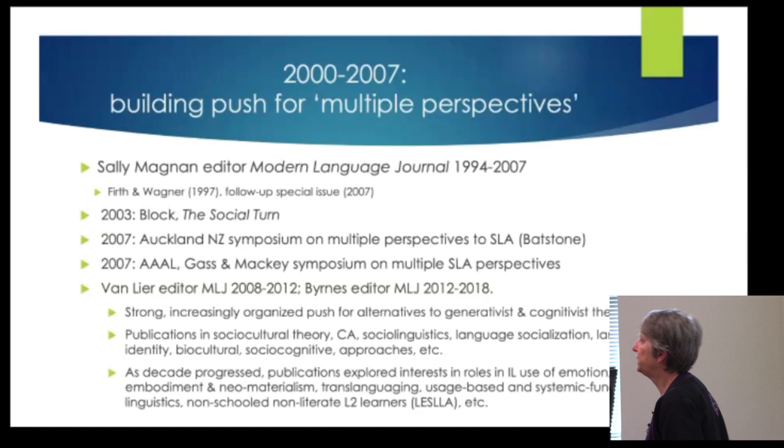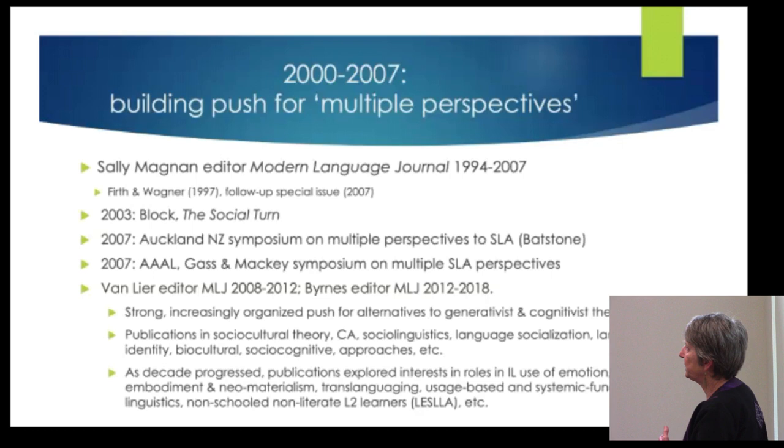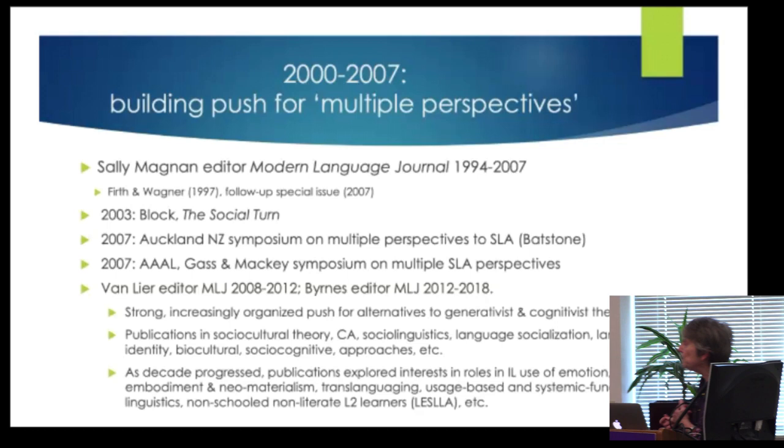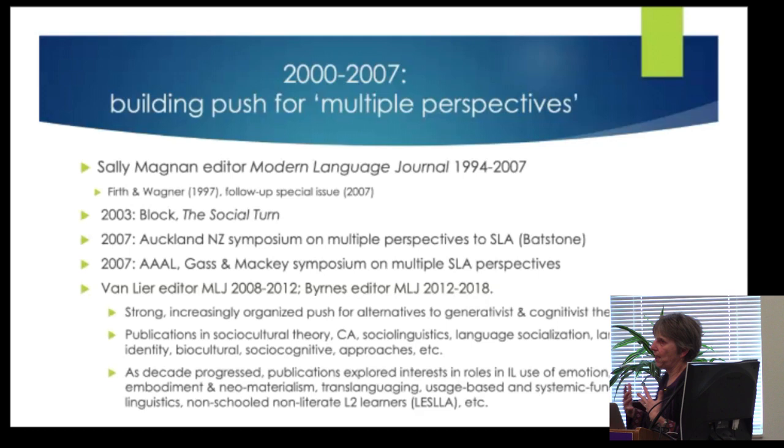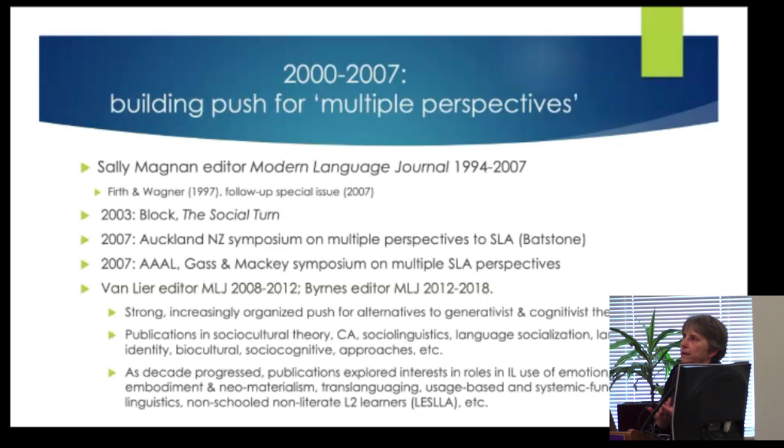Lots more publications came out, books, lots of articles published in the Modern Language Journal, and publications began to explore issues like what is the role of emotion? What is the role of emotion in acquiring a second language? What about embodiment? How do we embody the acquisition of language?